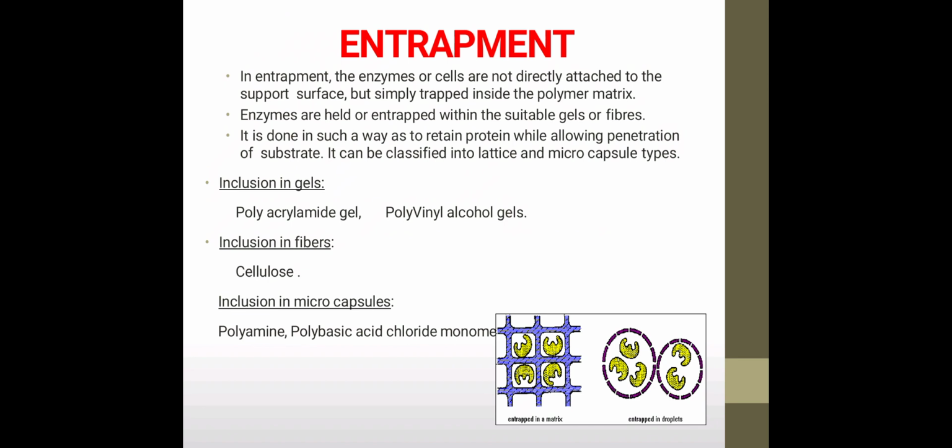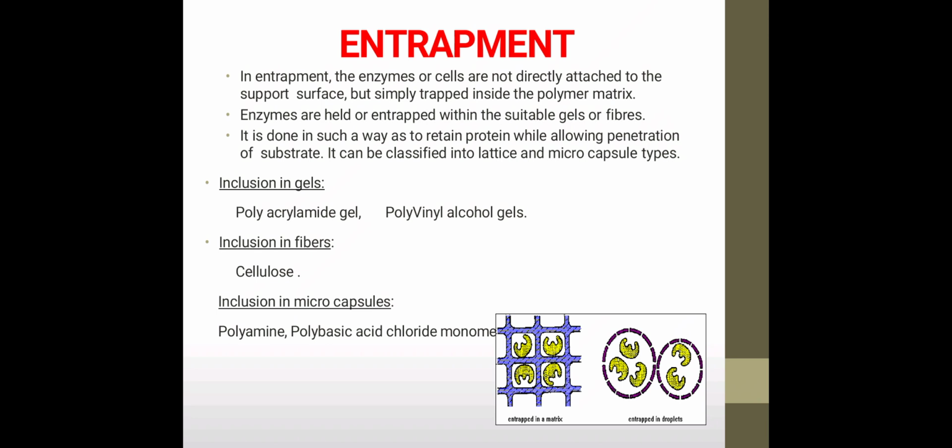And now we'll see the next method, entrapment. In entrapment, the enzymes or the cells are not directly attached to the support surface, as we have seen in adsorption, but simply trapped inside the polymer matrix. So in this method, we are using a polymer matrix into which these enzymes are entrapped. So it is called the entrapment method. The enzymes are held or entrapped within suitable gels or fibers.